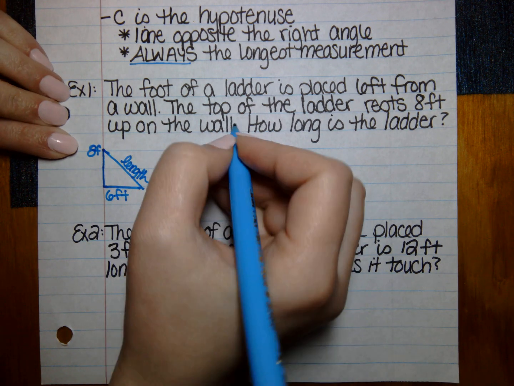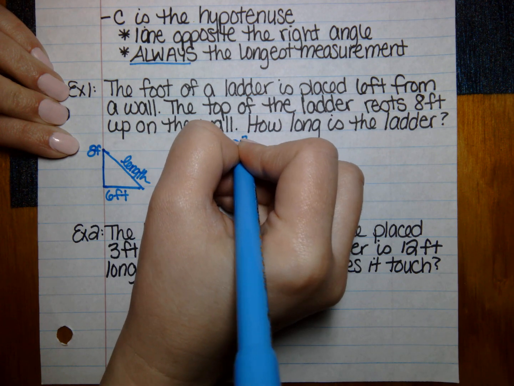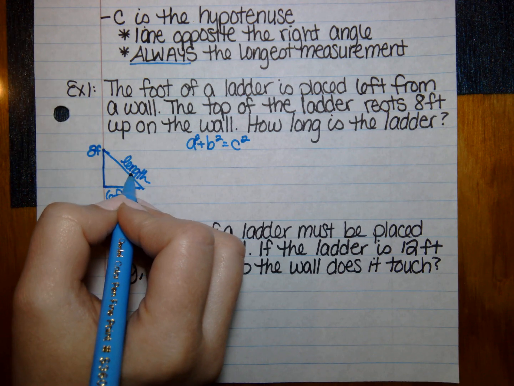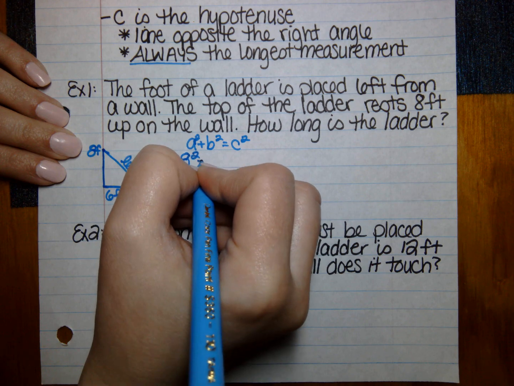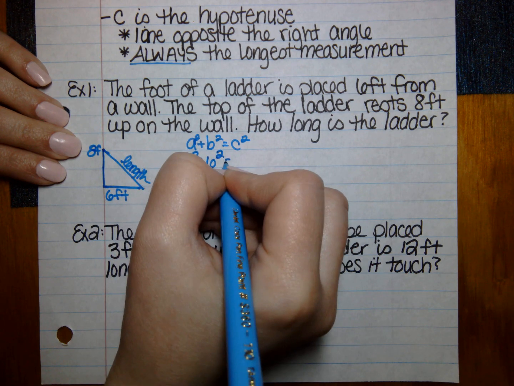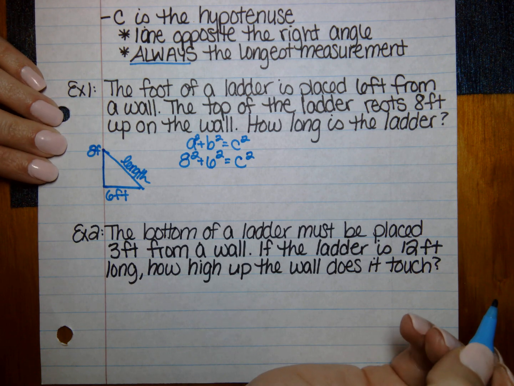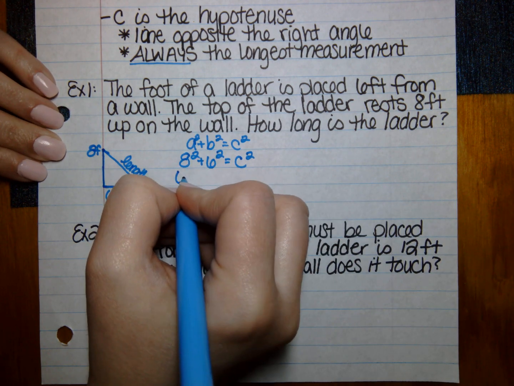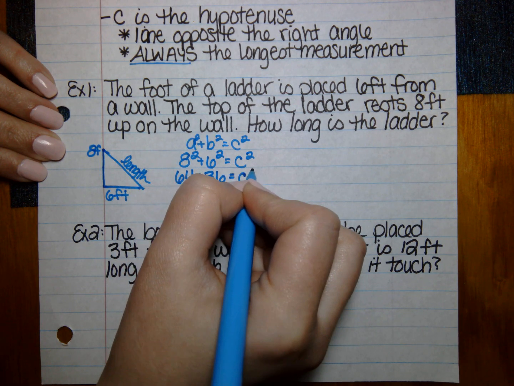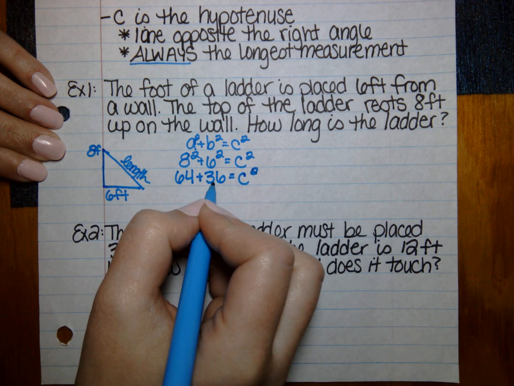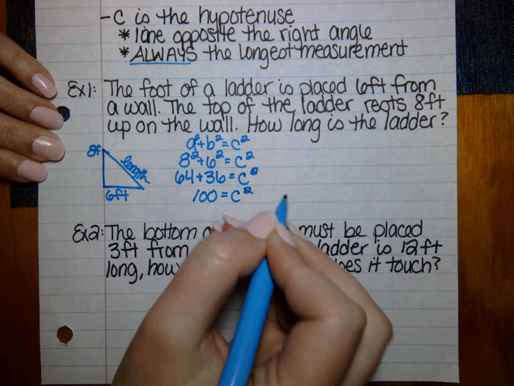So when I plug this into my a squared plus b squared equals c squared, my c is my hypotenuse, that length that I don't know. So I would have 8 squared plus 6 squared is going to equal c squared. So now it's solving those pieces. 8 squared is going to give me 64. 6 squared is going to give you 36. I still have my c squared. When I add these two together, I get 100 is equal to c squared.